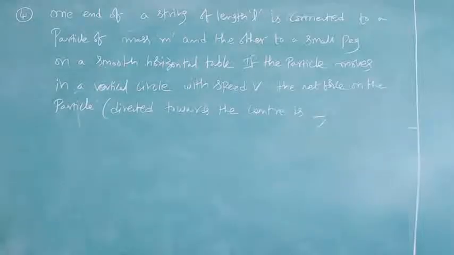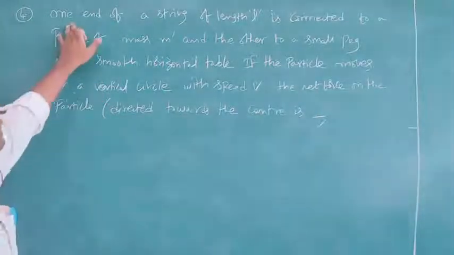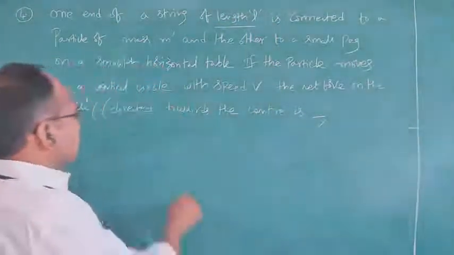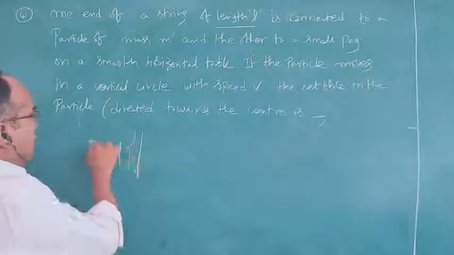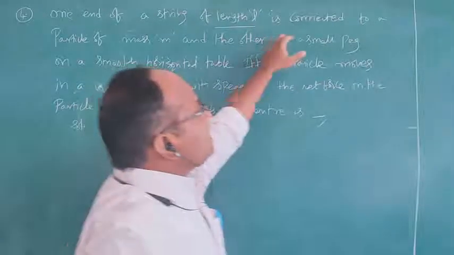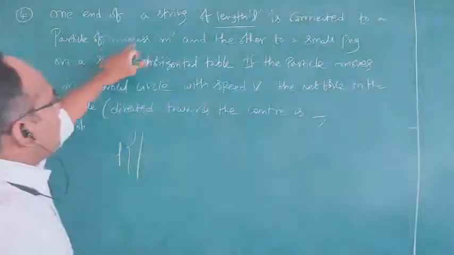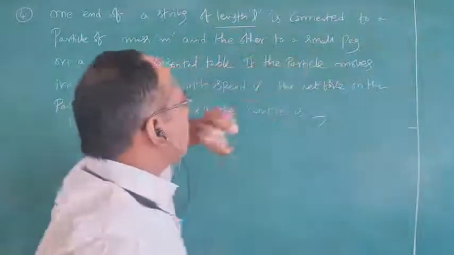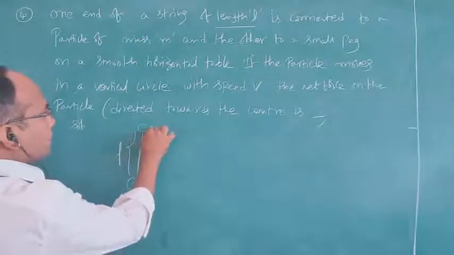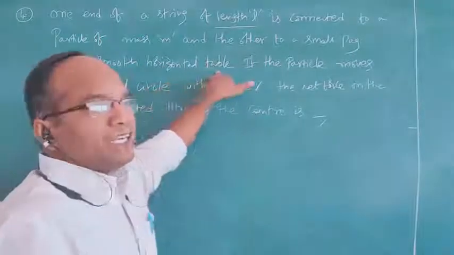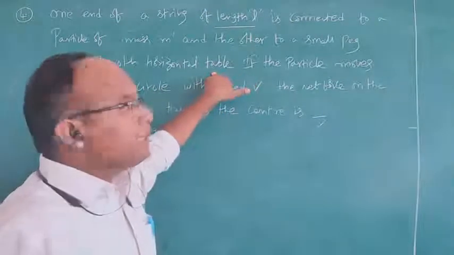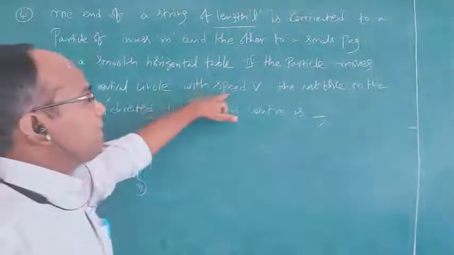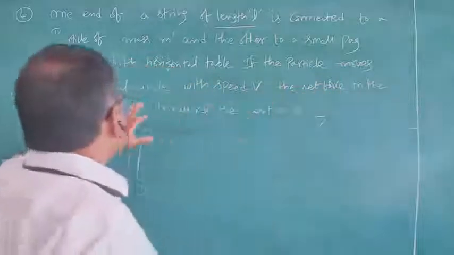Now in the 5.4 problem, this is also a theory question only. One end of a string of length L is connected to a particle of mass m, and the other end is tied to a small peg on a smooth horizontal table. If the particle moves in a vertical circle with a speed v, then the net force on the particle is dash.